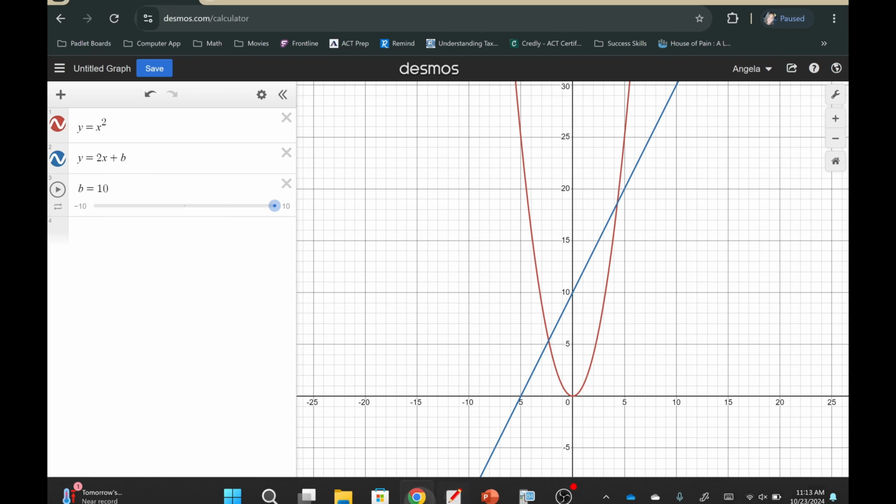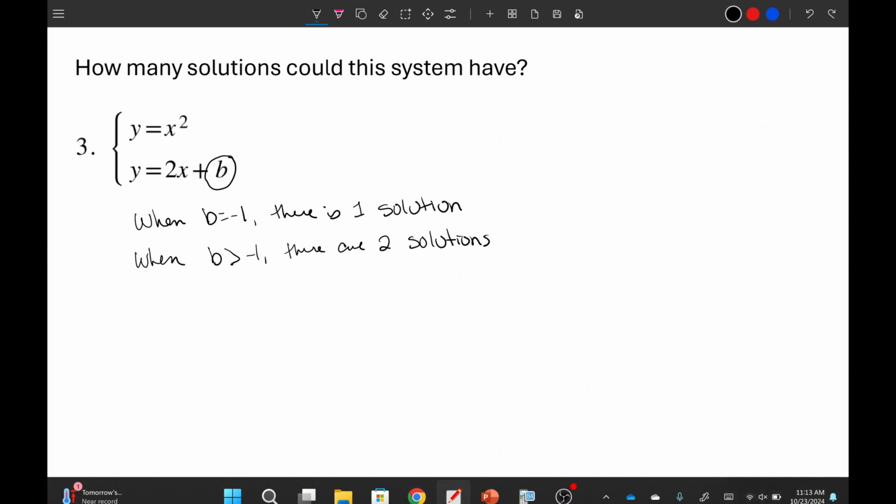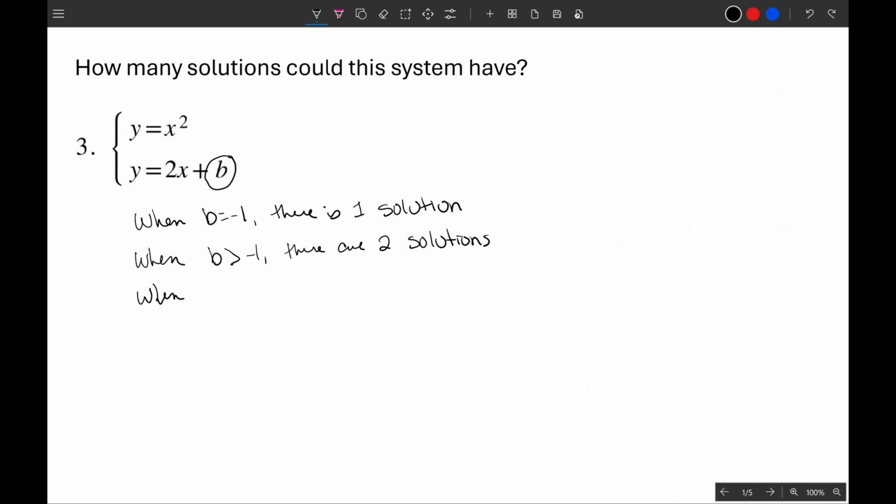So that really only leaves one option for no solution. If we get back down here to negative 1, when b is less than negative 1, our line and parabola are not going to cross. So when b is less than negative 1, there are no solutions.